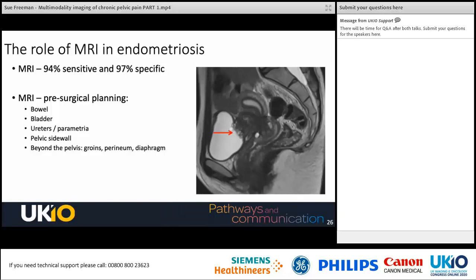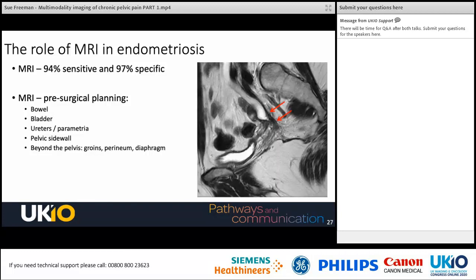Bladder invasion is well seen on both ultrasound and MRI, but the MRI helps assess the extent of VUJ involvement, ureteric involvement, and the parametria, whether there's fibrosis causing medialization of the ureters. This is a fibrotic lesion which is extending out to the pelvic sidewall and is causing a hydroureter. So this is an extrinsic effect. Sometimes we may see an intrinsic lesion involved in the ureteric wall itself.